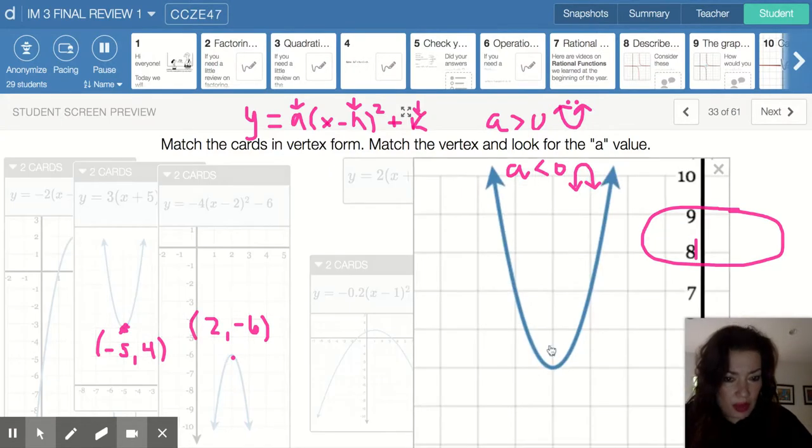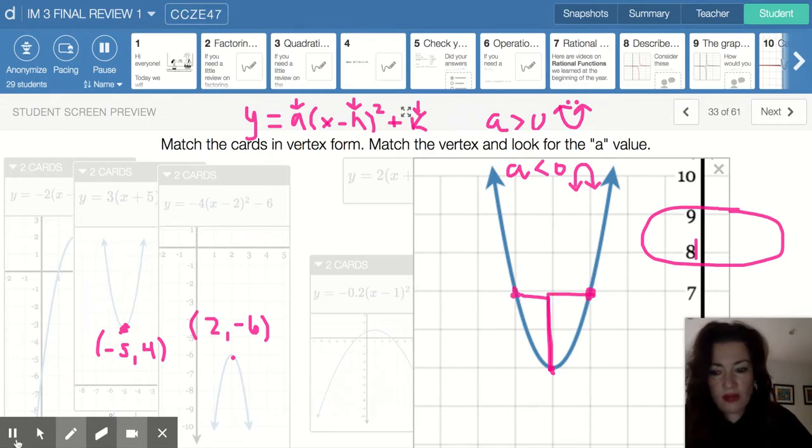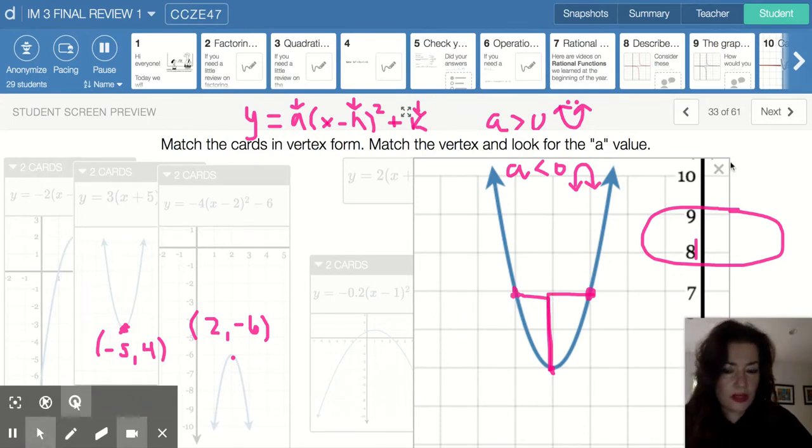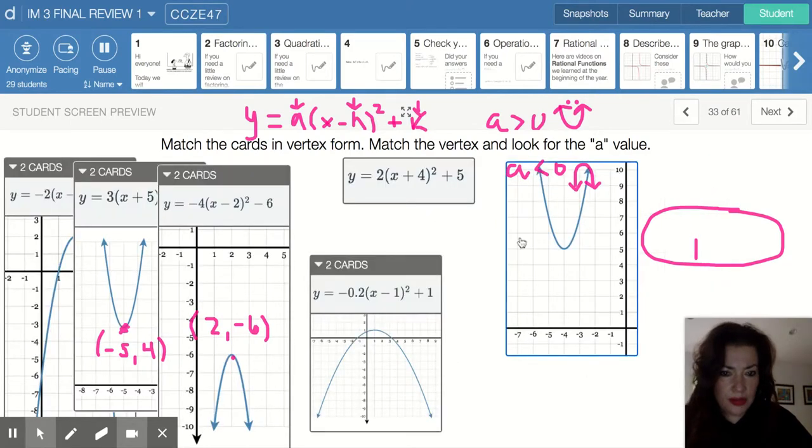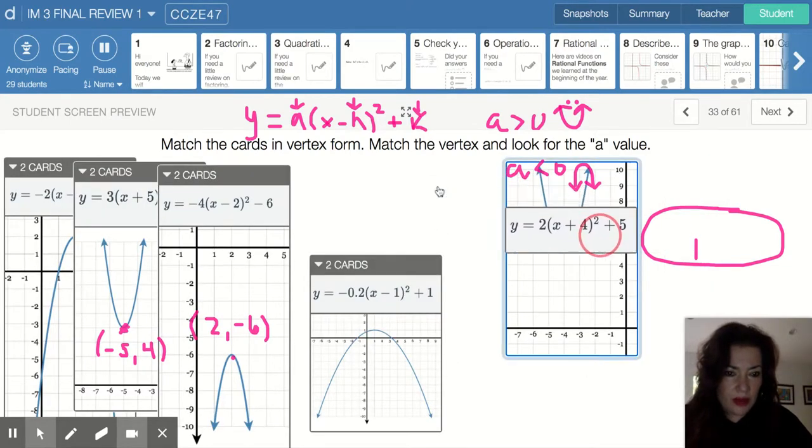Now, one more thing I want to show you here. You can see that from this vertex, the graph has gone 2 up and 1 right. Do you see this point right here? This only works for the first point from the vertex because it is quadratic, so it is not a constant slope. We go 2 up, 1 right, and 2 up, 1 left. So this also matches our A value. So let's go ahead and match those cards. And that would be it for all the matching.